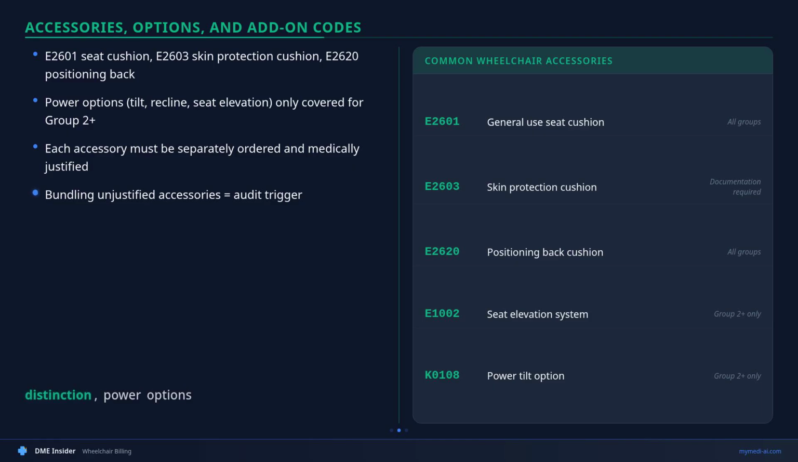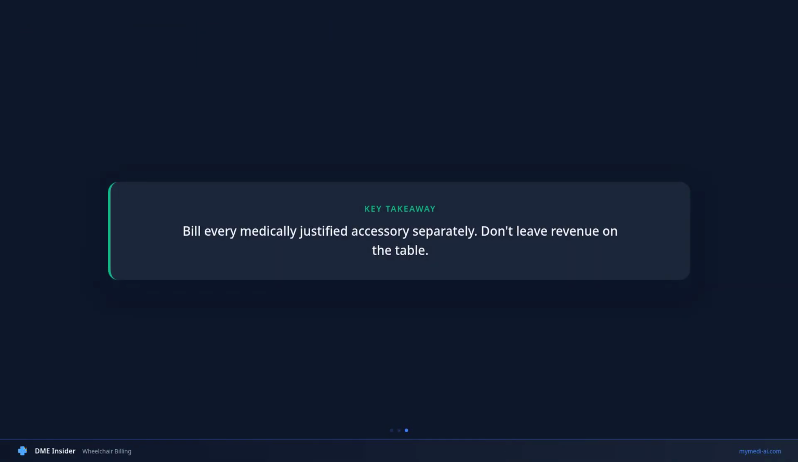One important distinction: power options like tilt, recline, and seat elevation are only covered for Group 2 and higher power wheelchairs. You cannot add power options to a Group 1 chair. If the patient needs power options, the chair must be documented as Group 2 or higher.